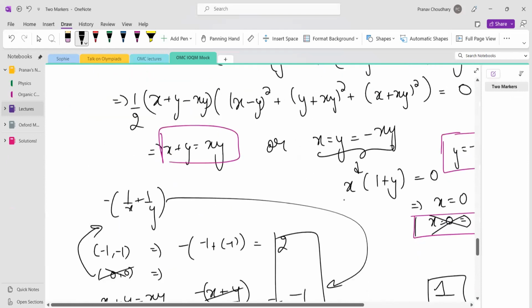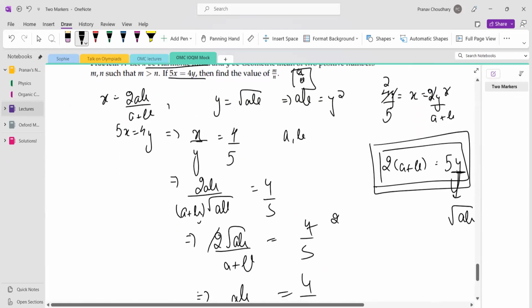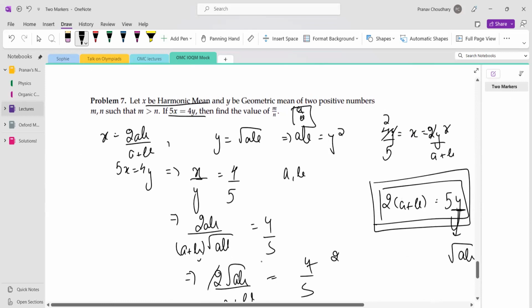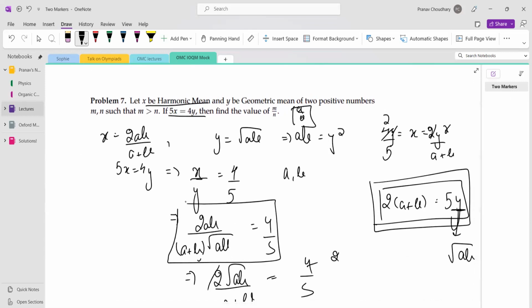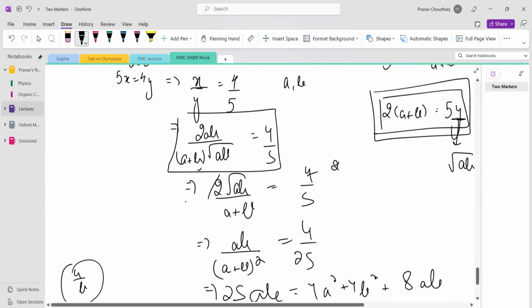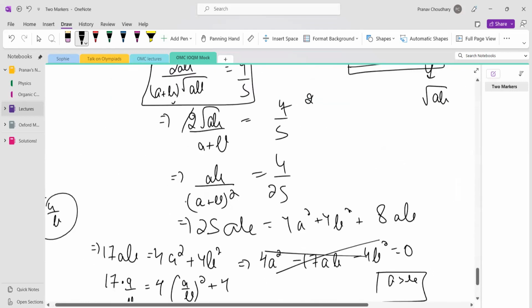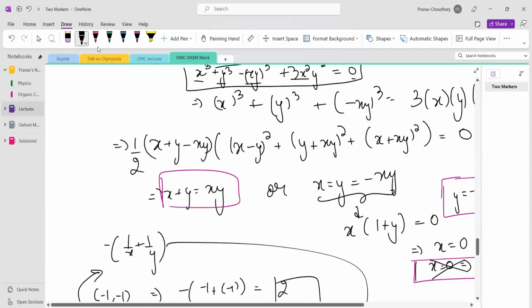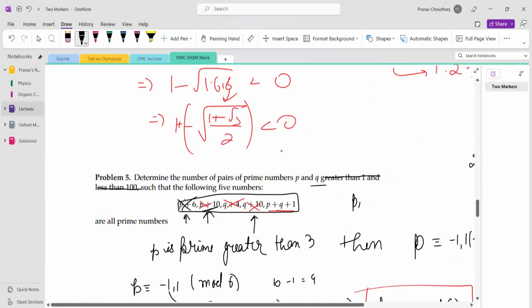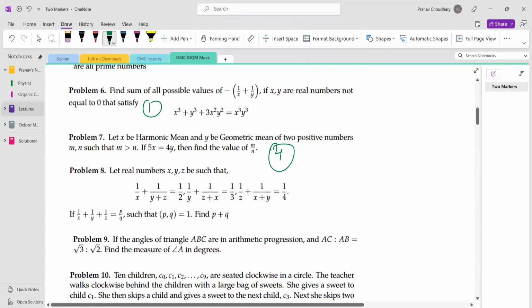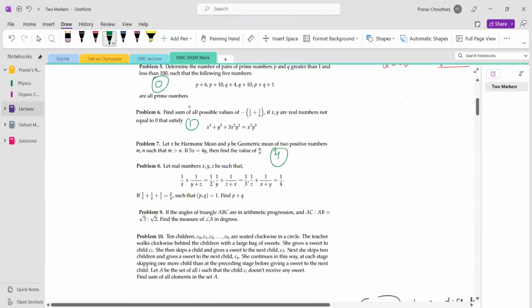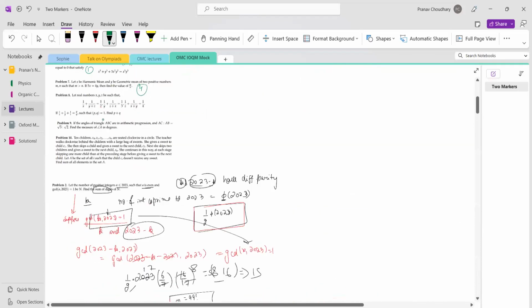Cool. So the main idea was to try to manipulate the values, find an equation in a and b. That was the main idea. And then try to manipulate that to solve it. So the answer is 4. This was question number 7. Okay, I think I'll write here rather now.